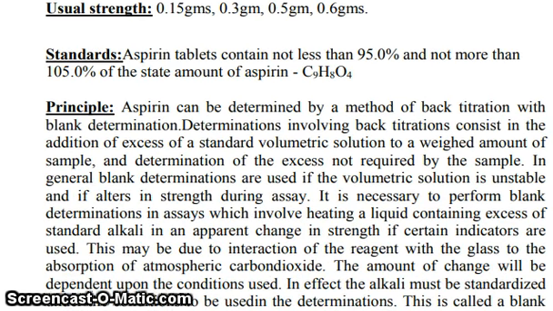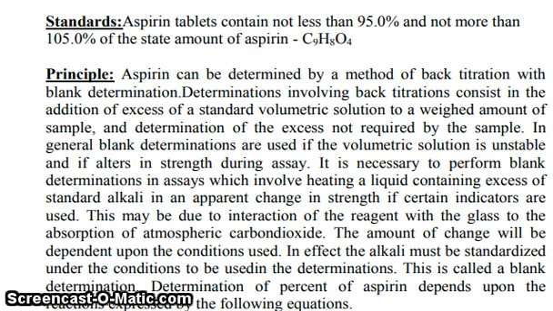What is the principle? Aspirin can be determined by the method of back titration with blank determinations. Back titration consists in the addition of excess of a standard volumetric solution to a weighed amount of sample, and determination of the excess not required by the sample. In general, blank determinations are used if the volumetric solution is unstable and alters in strength during the assay.